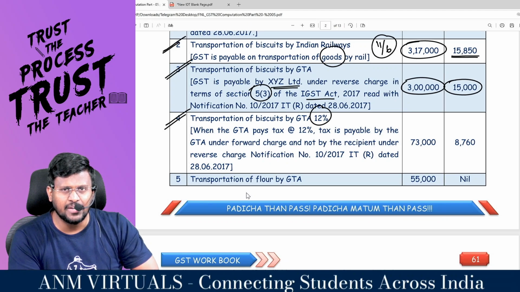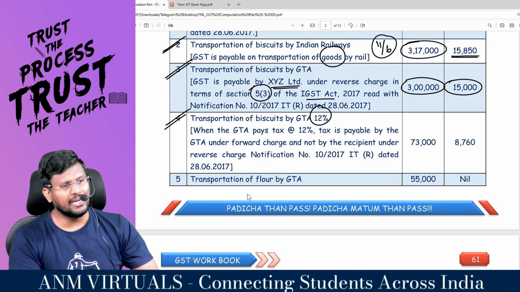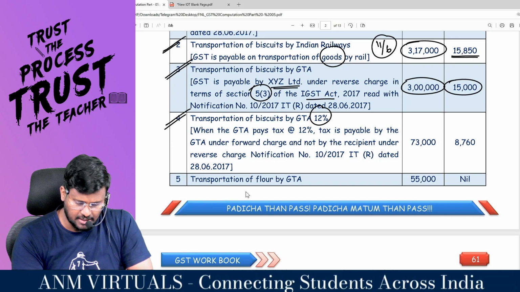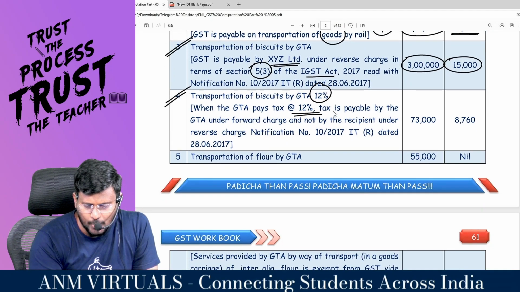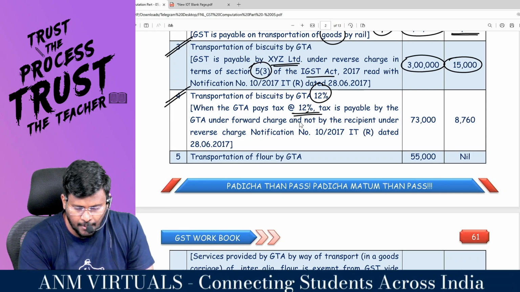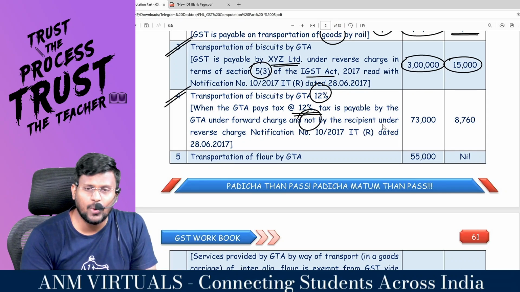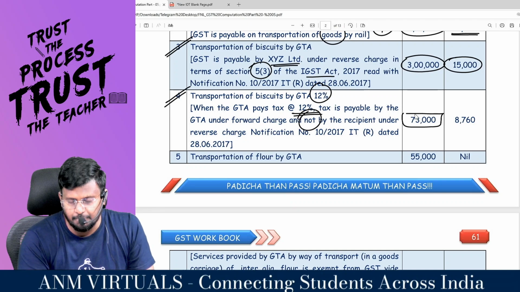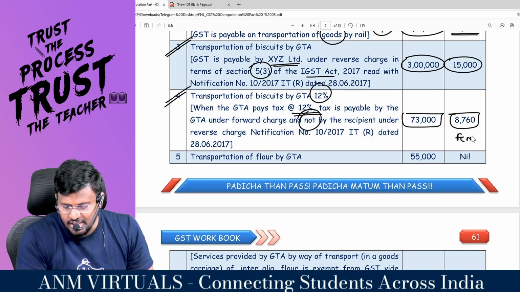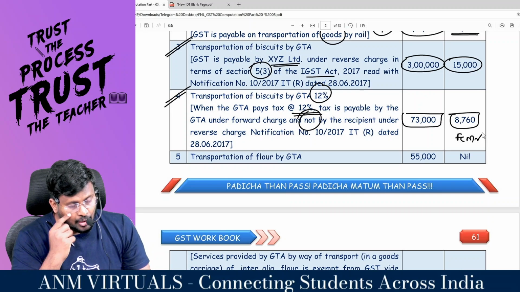In that, the one who raised the invoice would have made a declaration that they already decided to travel through FCM and we don't want RCM. So when the GTA pays tax at 12%, tax is payable by GTA under what charge? Forward charge. And not by the recipient under what charge? Reverse charge. So for this split of 73,000, they themselves would have collected GST under what charge mechanism?